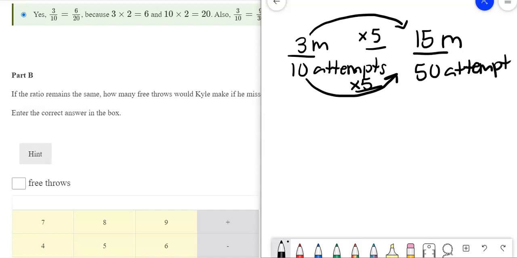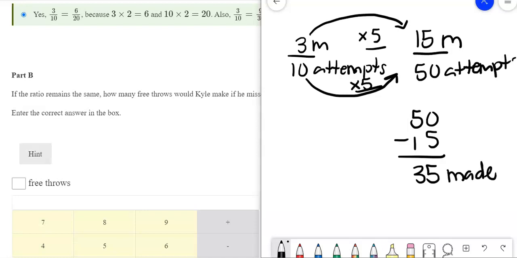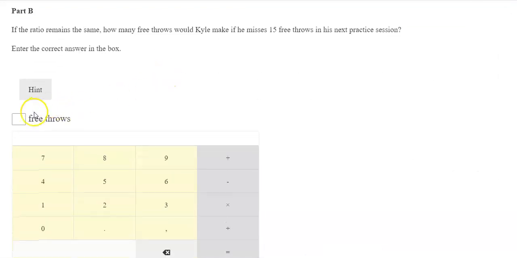Now, it asked how many would he make. So if he missed 15, we'd be taking 50 minus 15, and that would get us 35. We had to do the subtraction because they want to know how many he made. If you would have said 50, that would be the total shots. If you would have said 15, that's what they missed. So our answer is 35.